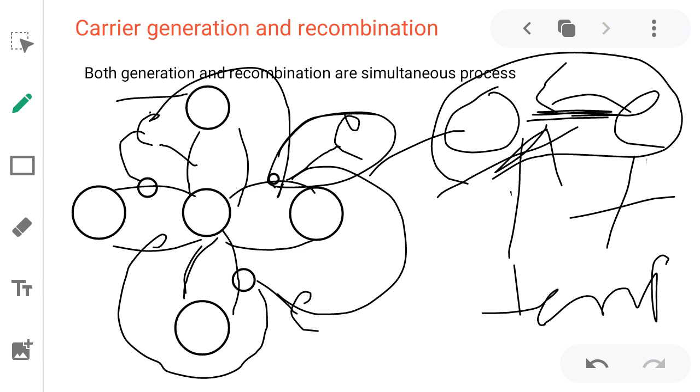Okay, thank you. In the next class we will discuss types of semiconductors: intrinsic, extrinsic, types of extrinsic semiconductor, n type, p type, and p-n junction formation.